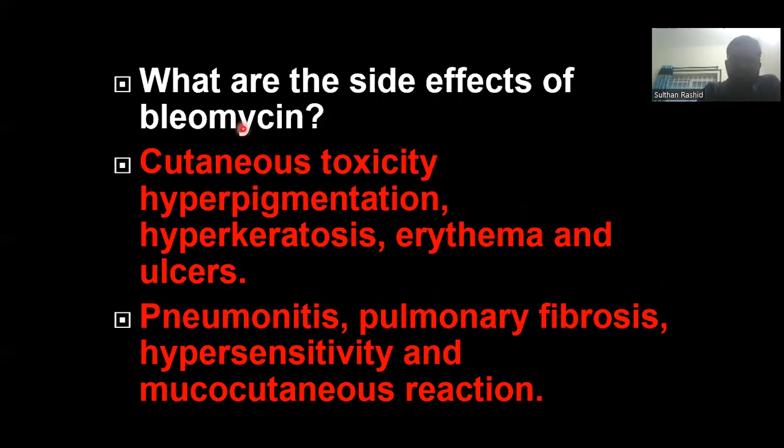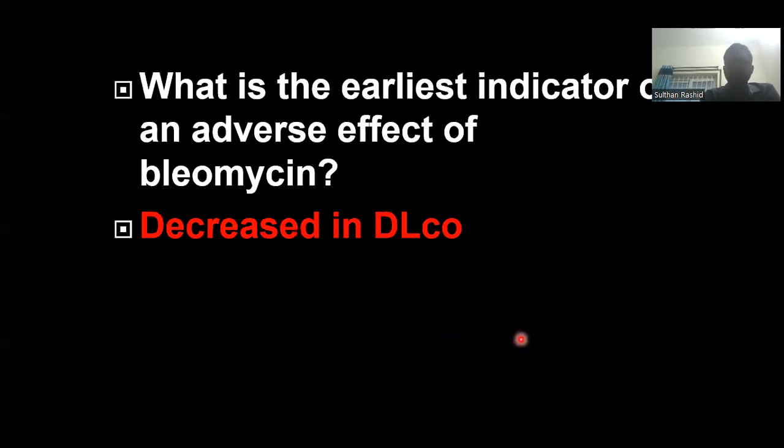The side effects of bleomycin in skin: we have cutaneous toxicity, with hyperpigmentation, hyperkeratosis, erythema, ulcers. These all take place in skin. In lungs, we can get pneumonitis, pulmonary fibrosis, and we can get hypersensitivity and mucocutaneous reactions.